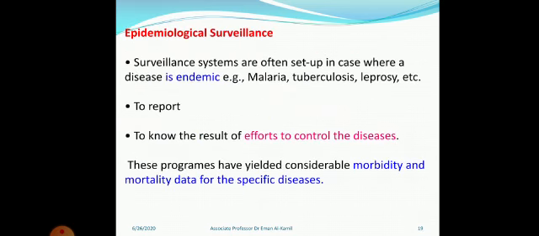Epidemiological surveillance systems are often set up where a disease is endemic. For example, in malaria, tuberculosis, leprosy, or a large number of certain diseases, it is important to report these diseases and also to know the results of the efforts used for the control of these diseases. These programs have yielded considerable morbidity and mortality data for specific diseases.